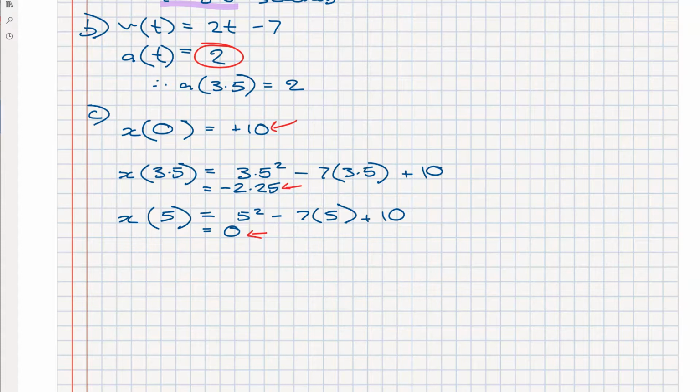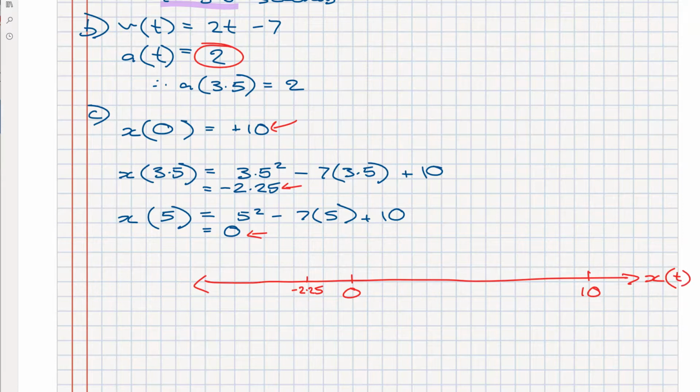and go to 0. Now, to find the distance traveled here, we need to account for a motion diagram. We've got to account for a 0, we've got to account for a 10. I'm just going to sketch this because we only want to see the trend of what's going on. It doesn't have to be too accurate. And then minus 2.25. And the question defines this as x of t.